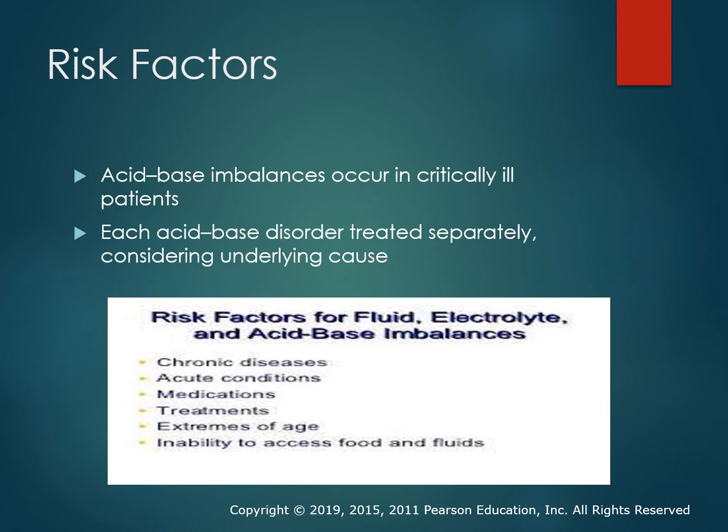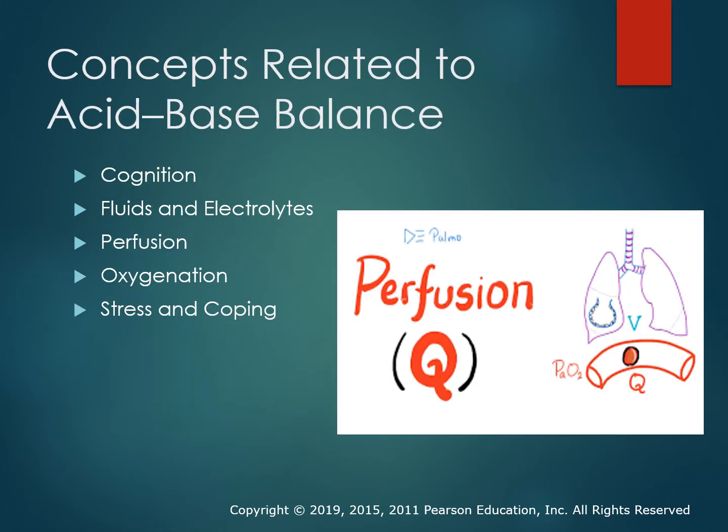Risk factors. Acid-base imbalances occur in critically ill patients. There are many underlying causes of these disturbances. Each acid-base disorder is treated separately with the underlying cause considered in these patients. So each one, if it's metabolic or respiratory, they're caused by specific things and they have to treat what's causing it.